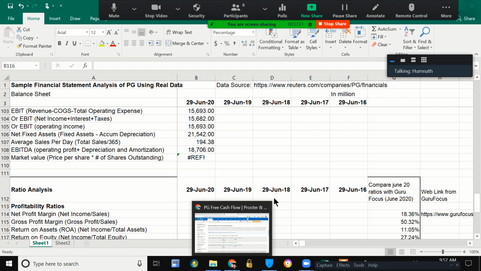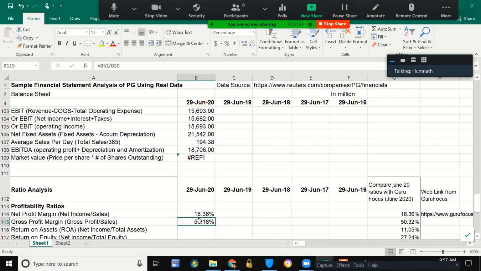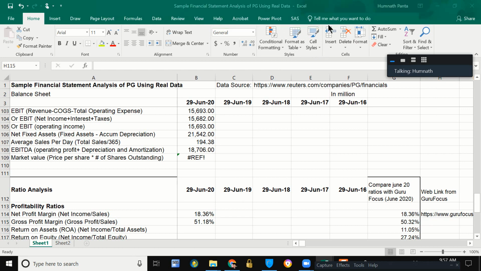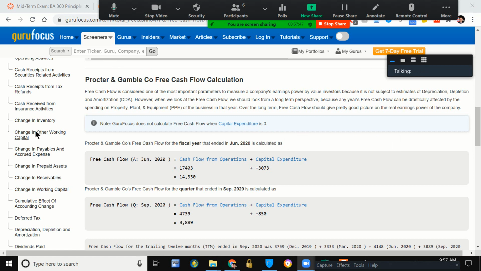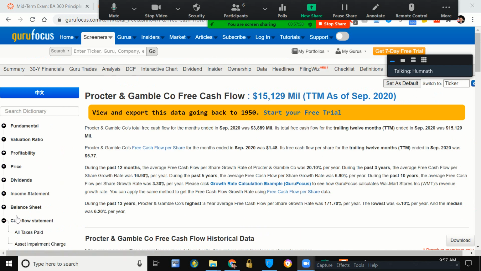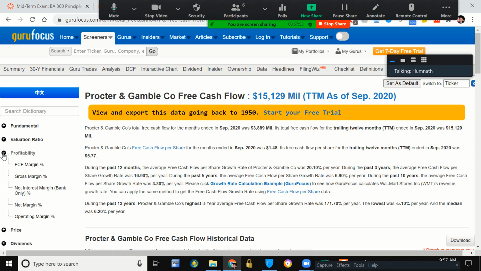So now I did this calculation, and I want to make sure you can do it later on when you are doing a project, but I want to check right here. Okay, I want to compare with the company, so with Guru Focus. So stop this one. I'm going to go to the website right here. I'm going to go to these broader categories over here, go to profitability, and see this gross profit margin, gross margin, right? Click on this one.